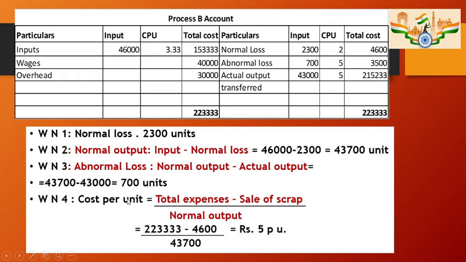ಸೊ ಮತ್ತೆ ನಾವೇನು ಮಾಡ್ತಾ ಇದೀವಿ, ಇಲ್ಲಿ ಕಾಸ್ಟ್ ಪರ್ ಯೂನಿಟನ್ನು ಕ್ಯಾಲ್ಕುಲೇಷನ್ ಮಾಡ್ತಾ ಇದ್ವಿ. ಟೋಟಲ್ ಎಕ್ಸ್ಪೆನ್ಸಸ್ ಮೈನಸ್ ಸೇಲ್ ಆಫ್ ಸ್ಕ್ರ್ಯಾಪ್ ಡಿವೈಡೆಡ್ ಬೈ ನಾರ್ಮಲ್ ಔಟ್ಪುಟ್. ಸೊ ಇಲ್ಲಿ ಟೋಟಲ್ ಕಾಸ್ಟು 223333 ಮೈನಸ್ 4,600 ಡಿವೈಡೆಡ್ ಬೈ ನಾರ್ಮಲ್ ಔಟ್ಪುಟ್ 43,700. ಸೊ ₹5 ಪರ್ ಯೂನಿಟ್. ಇಲ್ಲಿ ನೀವು ಮಲ್ಟಿಪ್ಲೈ ಮಾಡಿದೆ ಅಂತಂದ್ರೆ ಅಬ್ನಾರ್ಮಲ್ ಲಾಸ್ 700 into 5, 3,500. ಆ್ಯಕ್ಚುಯಲ್ ಔಟ್ಪುಟ್ ಟ್ರಾನ್ಸ್ಫರ್ಡ್ ದಟ್ ಈಸ್ 43,000 into 5, 215,000. ಸೊ ಟೋಟಲ್ is 2,18,500. Okay. So this is the process account.